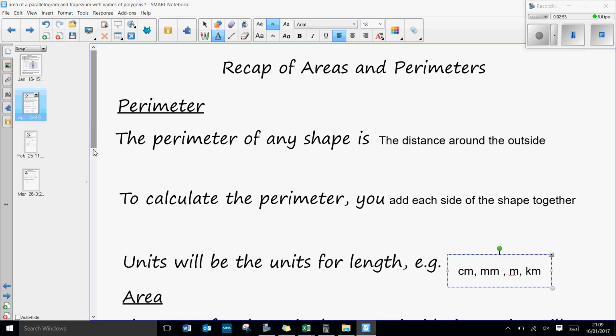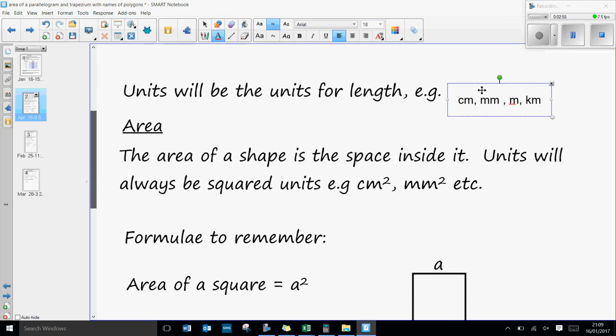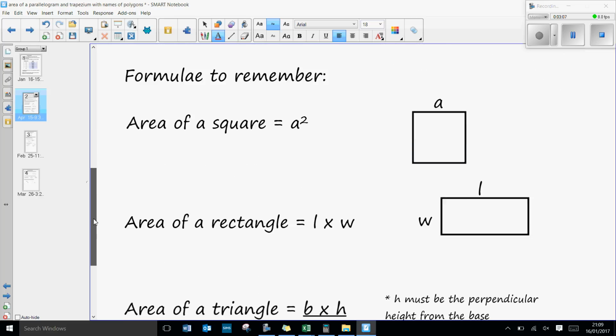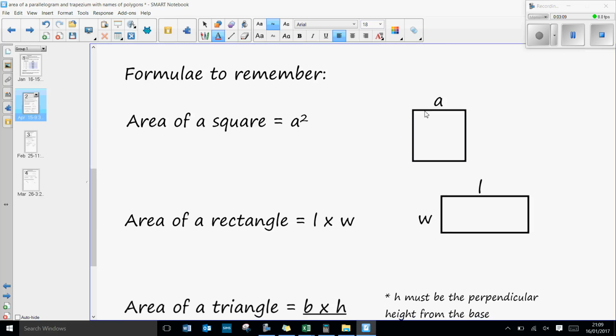Area. You should have covered some area in the past. So the area of the shape is the space inside it. So the units will always be square units. So for example, centimeter squared, millimeter squared, etc. These ones you should remember. So area of a square, if this side was A, it would be A squared. A times A multiplied by A. For a rectangle, we have the length times the width. So whatever the length is, you multiply the width to find the area of the rectangle.